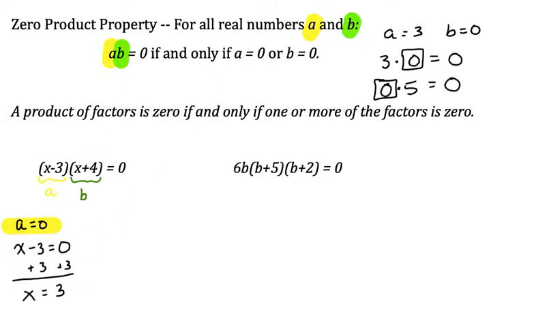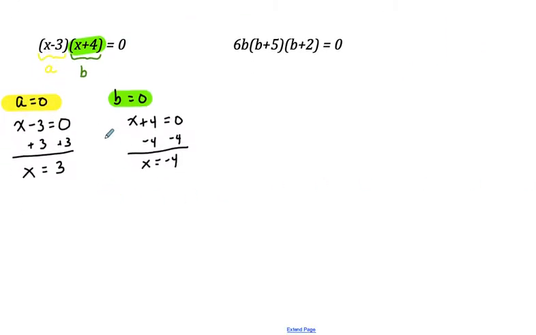But what about this other case? What about this case here where b, this x plus 4, is equal to 0? So let's figure out this b equals 0 case. If b is equal to 0, well then x plus 4 is equal to 0. And so if x plus 4 is equal to 0, I'm going to subtract 4 from both sides, so x is equal to negative 4. So it looks now like there's two possible solutions for this problem. I'm going to check both of them and see if that's true.